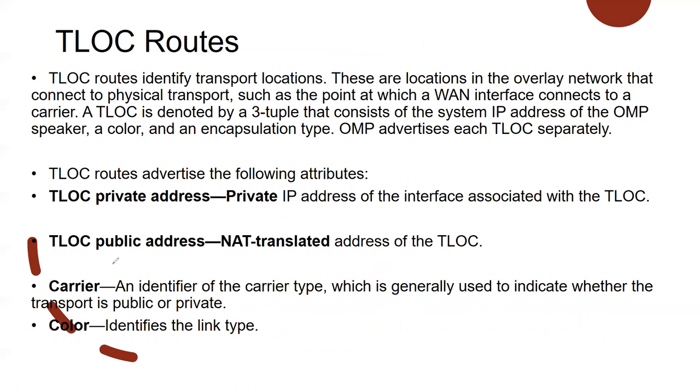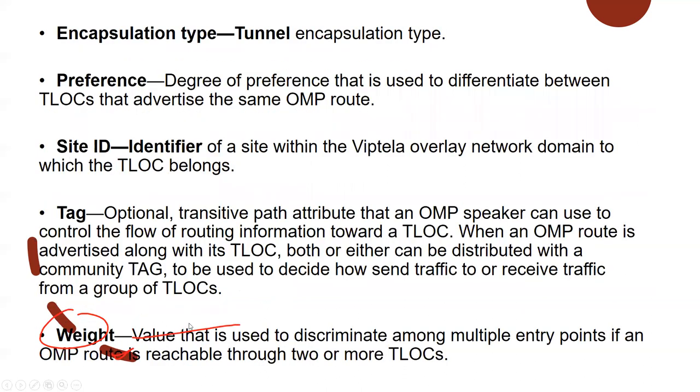We know three at the moment. We know that it has color. Let me highlight this color, and then I'll come back to others as well. Color identifies the link type, and it should have system IP and encapsulation. Even though the system IP is not mentioned, there was no problem, but we know that it has three main attributes. Site ID is there. Okay, and let me go back one slide.